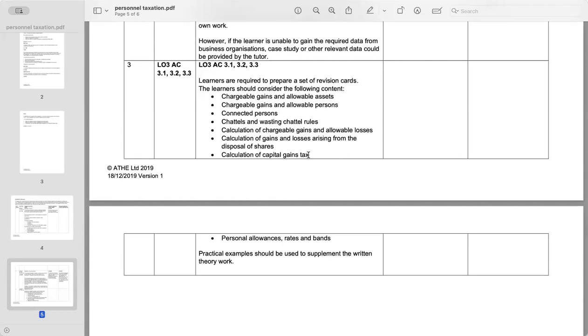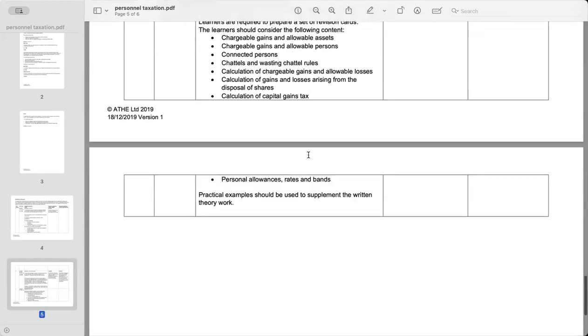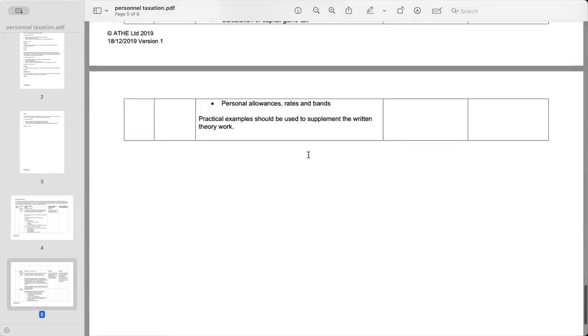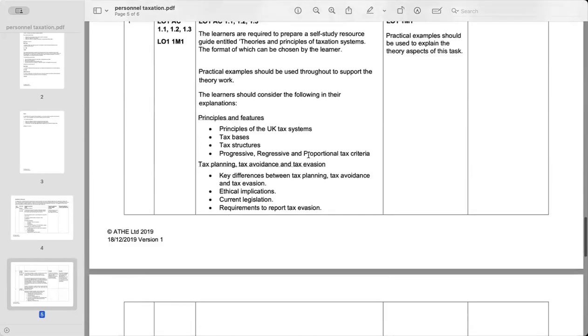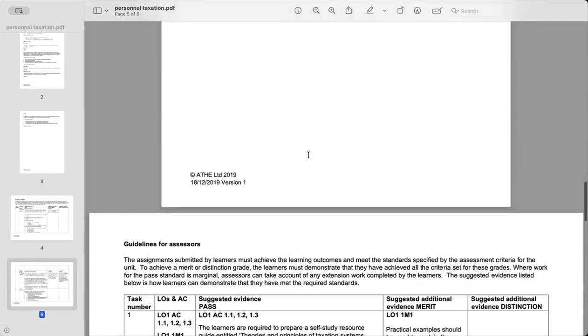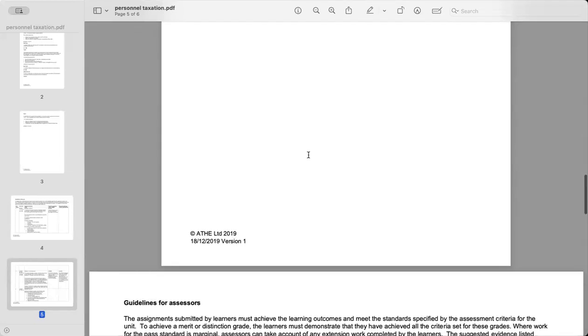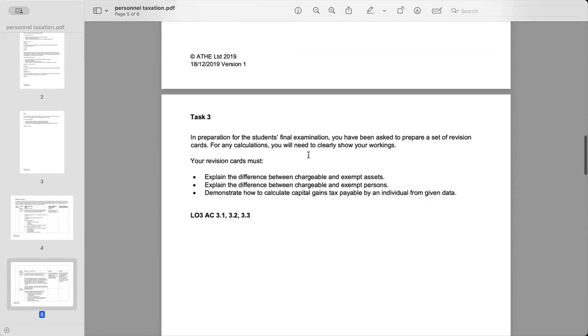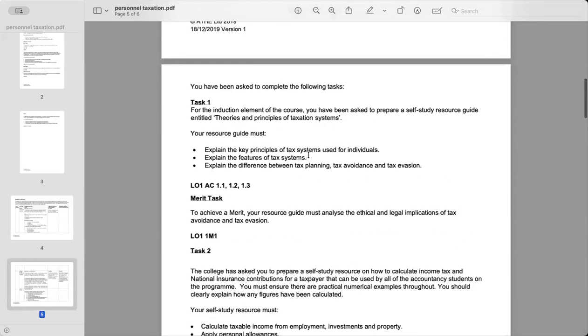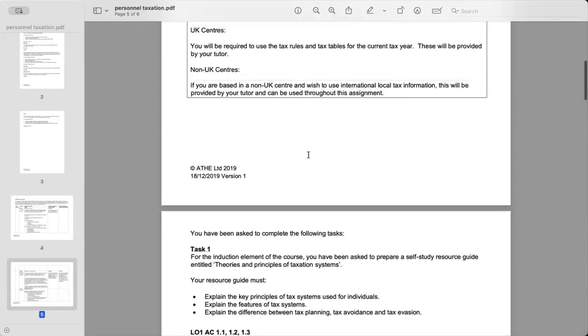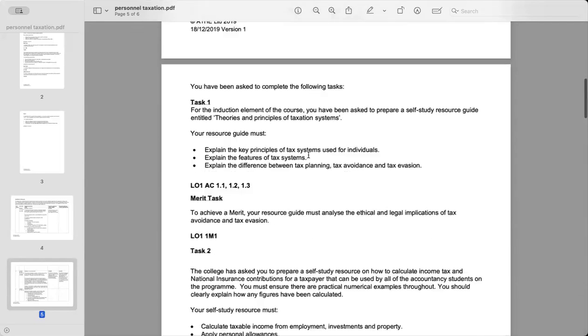These were our last 3 sessions, and now we will move on to discuss the assignment task in detail that helps you complete all tasks. So let's discuss task 1 of your assignment. So you have been asked to complete the following tasks.